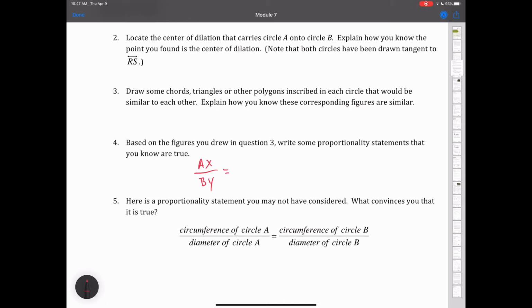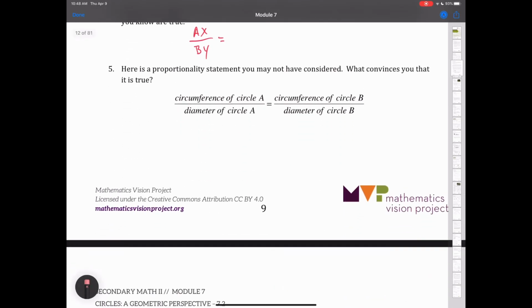Okay, number 5. A proportionality statement we may not have considered. What convinces you that it's true? So they're saying that this proportionality statement is in fact true. Now, what would convince us of that? So right now it's just saying some words, right? Some vocabulary words. The circumference of circle A over the diameter of circle A is equal to the circumference of circle B over the diameter of circle B, okay?